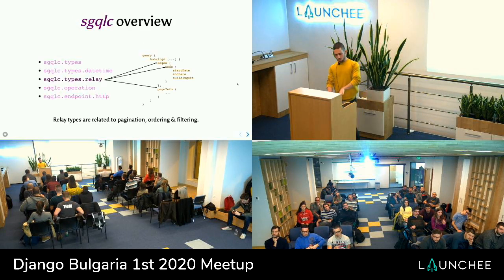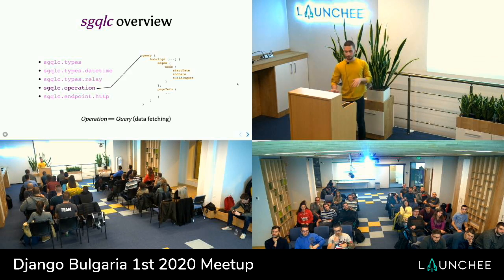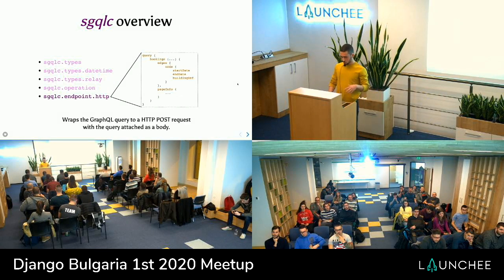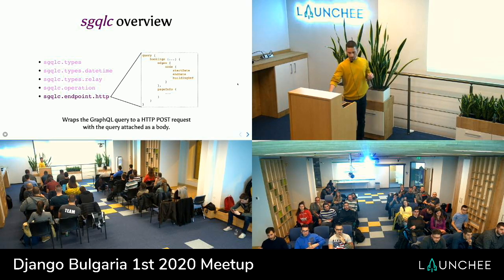So we can continue with the rest of the query. We have operation, which is, as I said, the main entry point of the query building process, which is our query. And we have the HTTP module, which is wrapping the whole GraphQL body in an HTTP POST request, because everything in GraphQL is based on a single endpoint which receives POST requests.